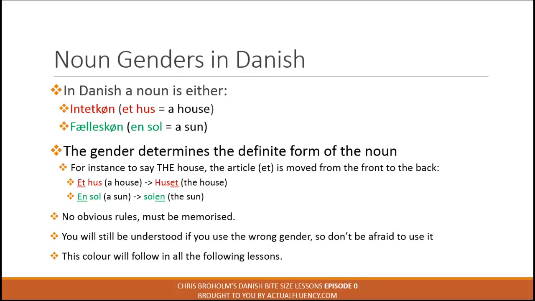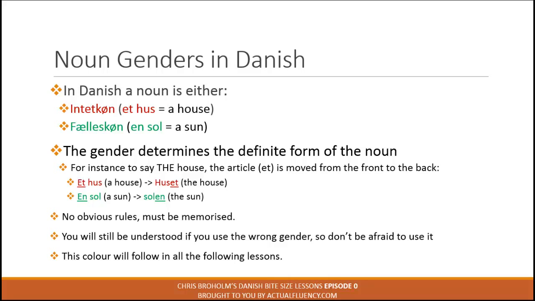And what you just need to know is that this is the format I'm going to be using for all the videos. So when you see a red word, you know it starts with et. Or if you see a green word, you know it starts with en. So if you want to say, for instance, house, as I put here, you say et hus, which means a house. And if you say en sol, that means a sun.